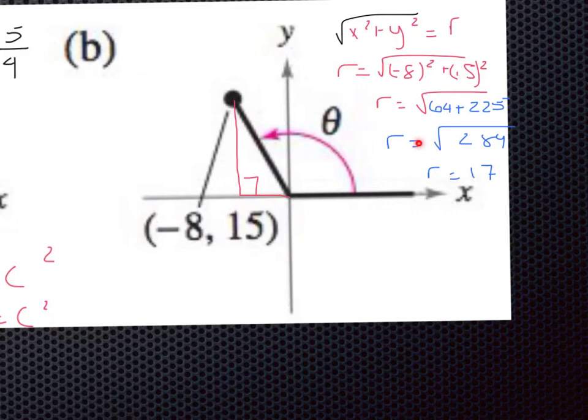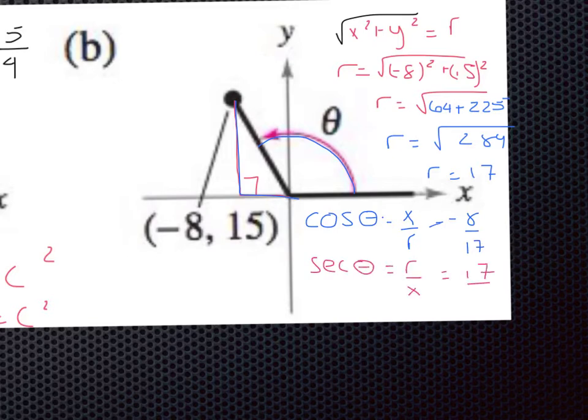So r is 17. Now I'm going to use the definition to find cosine of theta. Notice that this is theta here, right? Okay. We're always talking about, if we're looking at our triangle here, be careful. Here I'm using the definition on the chart of x over r. Careful where you put that angle if you do decide to do the triangle. Okay, so x is negative 8 and r is 17. I'm going to go ahead and find the reciprocal of that, which is going to be secant of theta, r over x, which is 17 over negative 8.